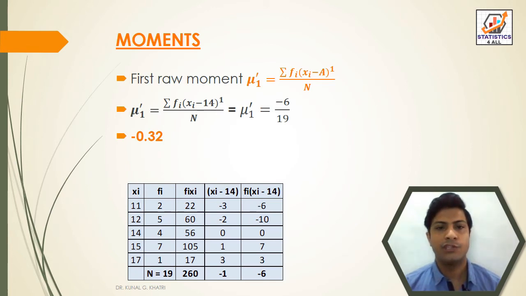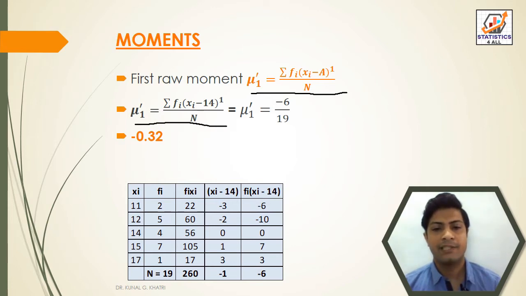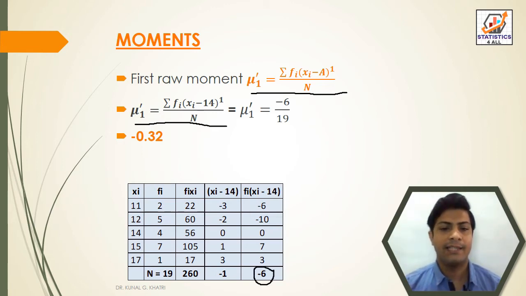So we'll put in the first raw moment, that is mu1 dash, equal to sigma Fi into Xi minus a divided by n, where mu1 dash is equal to sigma Fi into Xi minus 14 divided by n. Here sigma Fi into Xi minus 14 we found is minus 6 and n is equal to 19. So putting in the above formula, minus 6 divided by 19, we get minus 0.32.